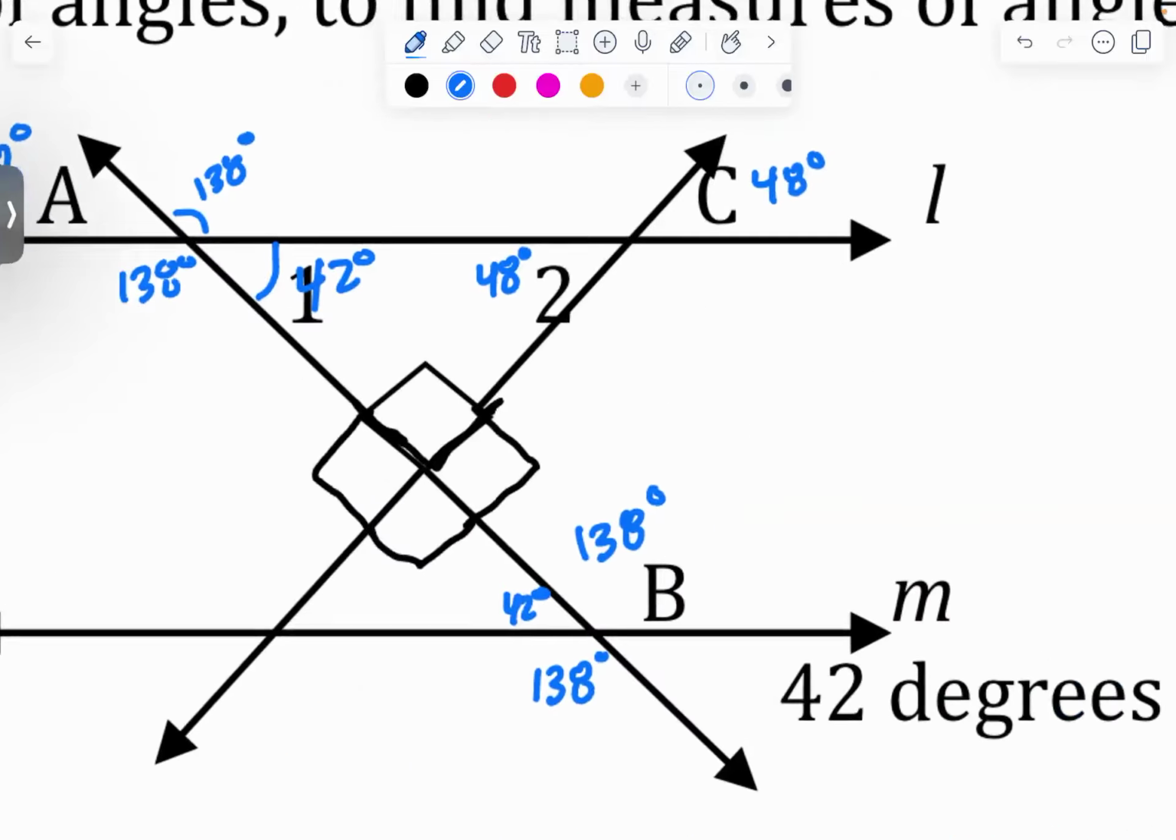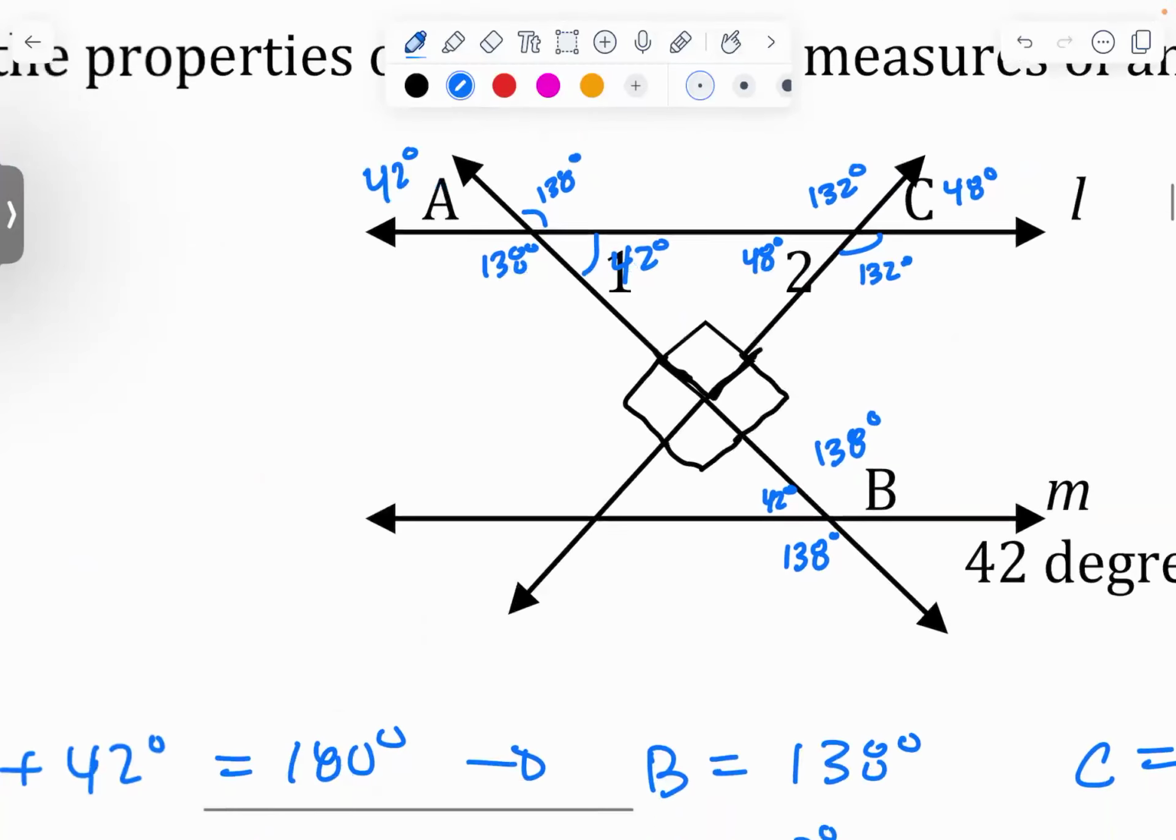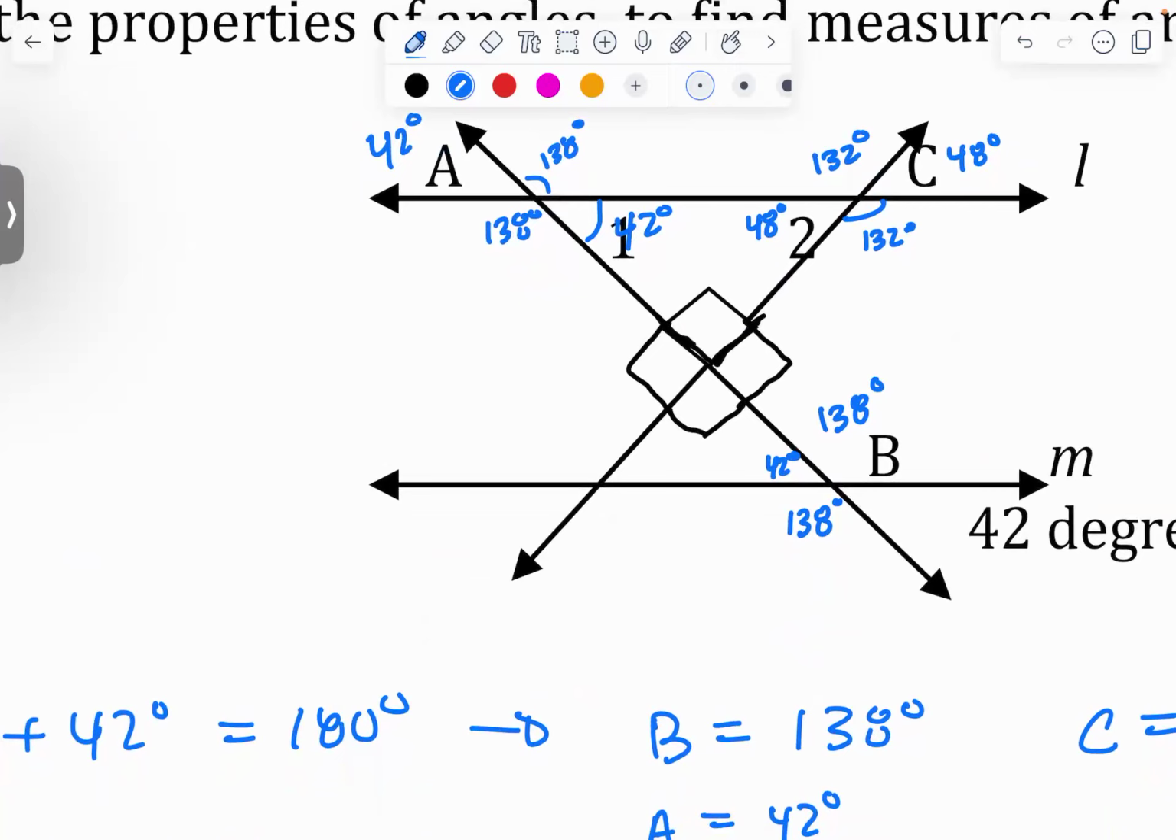Now, typically that's all the question was asking for, but while we're here, let's find the remaining information. So with supplemental angles, that means this guy right here is 132 degrees. Vertical angles, that's 132. Then we can jump all the way down to this other transversal with alternate exterior, corresponding, and vertical angles.